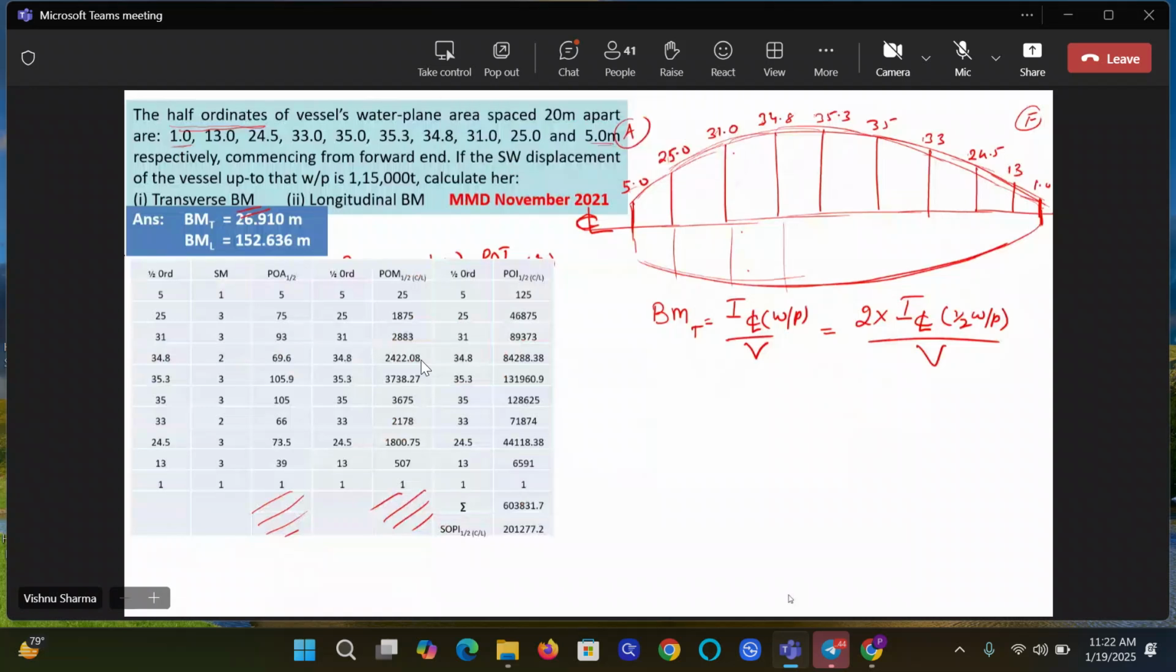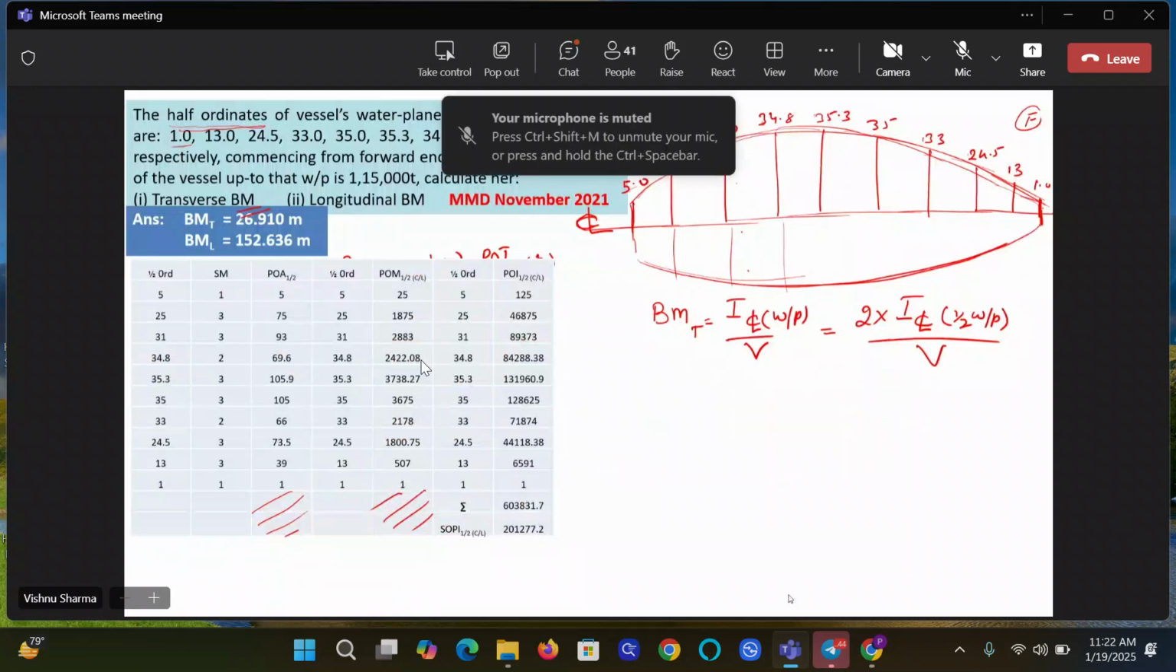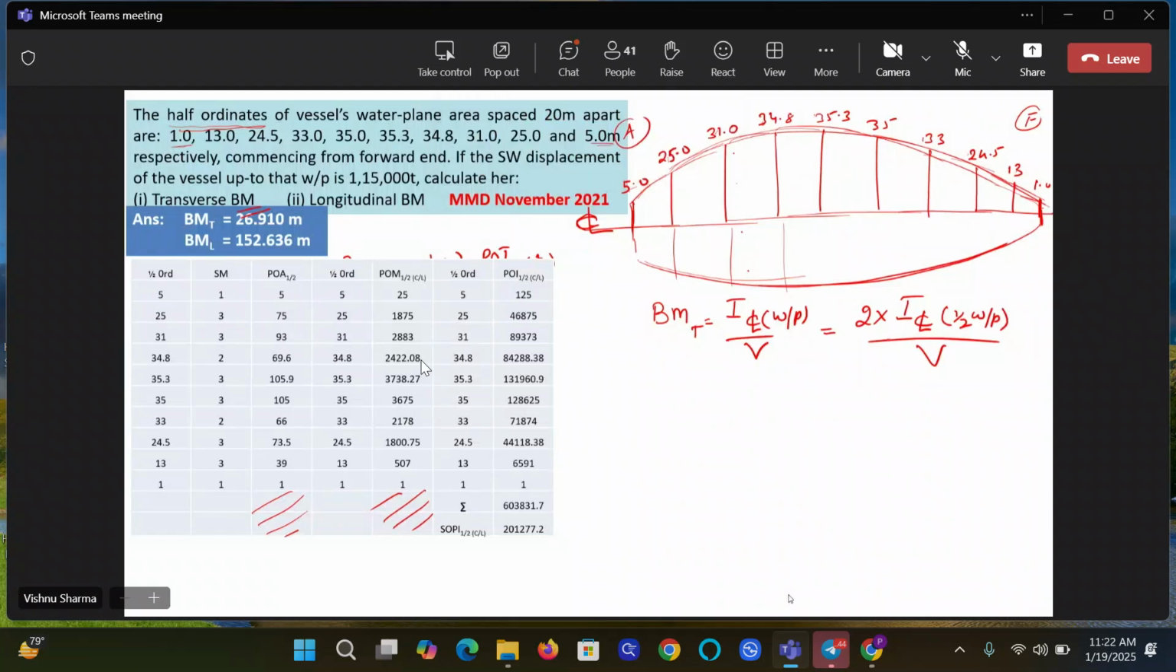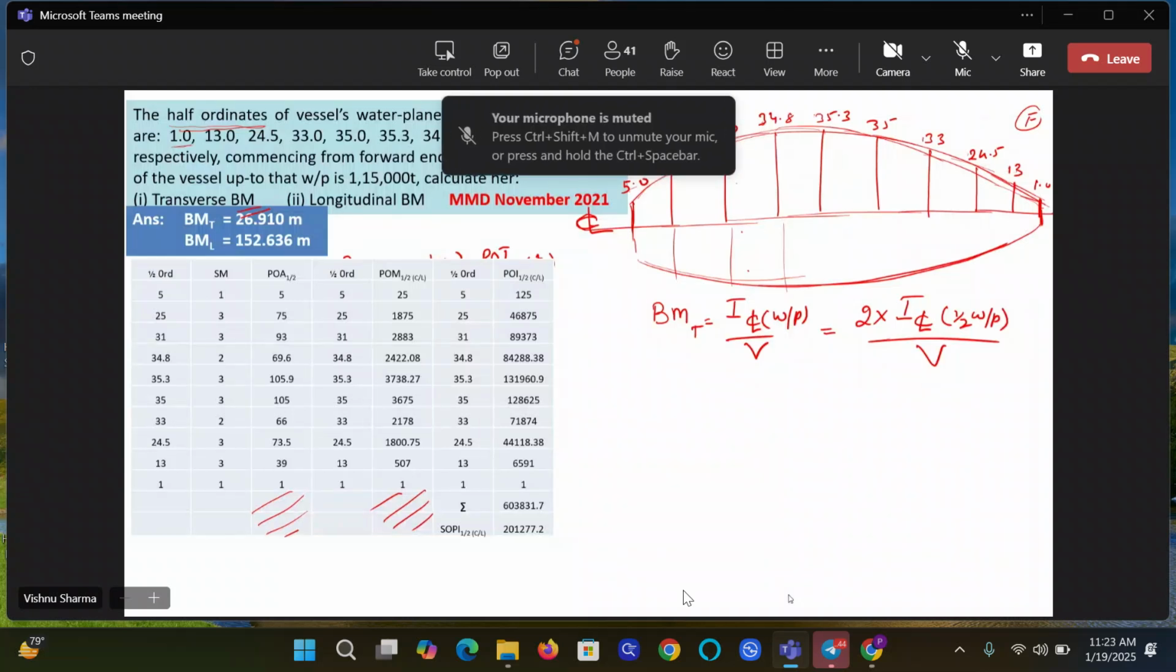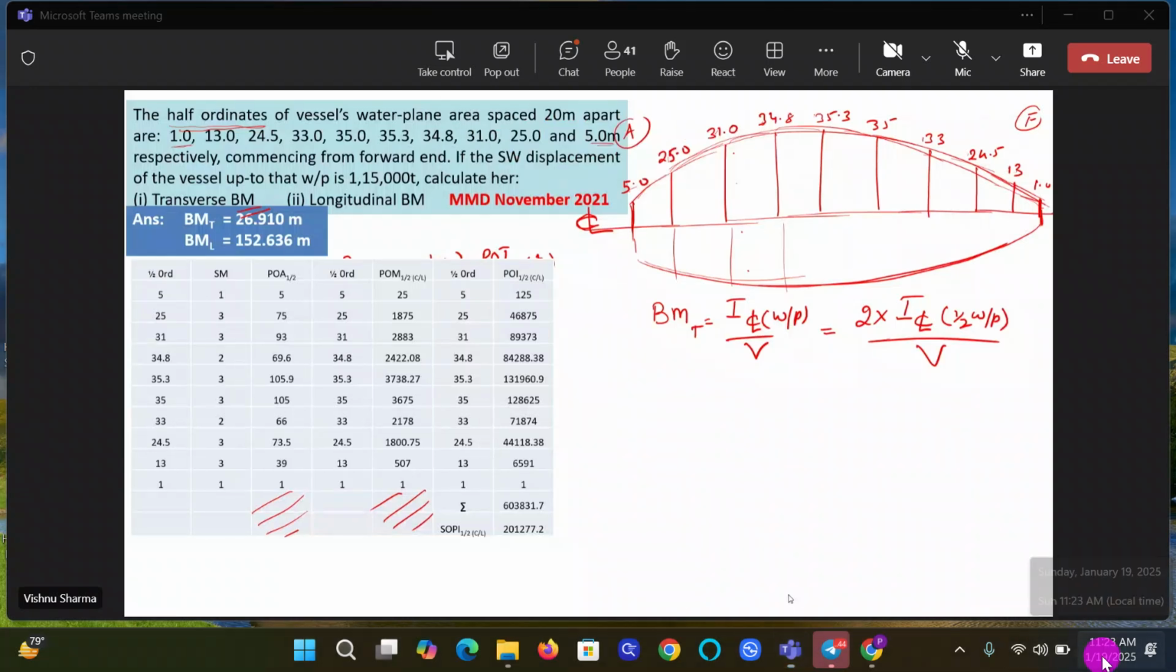Please confirm if SOP half inertia is correct. Is SOP half inertia correct, beta? Yes, sir. Yeah, okay. Anybody who's still doing the table, please let me know. I'll wait for you. There's absolutely no rush of time.